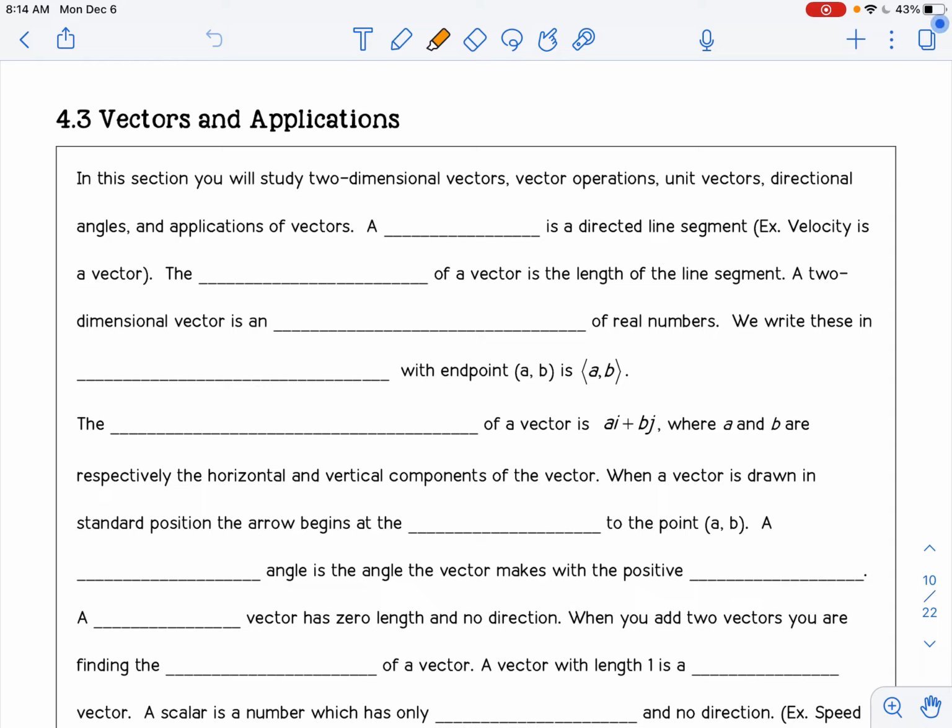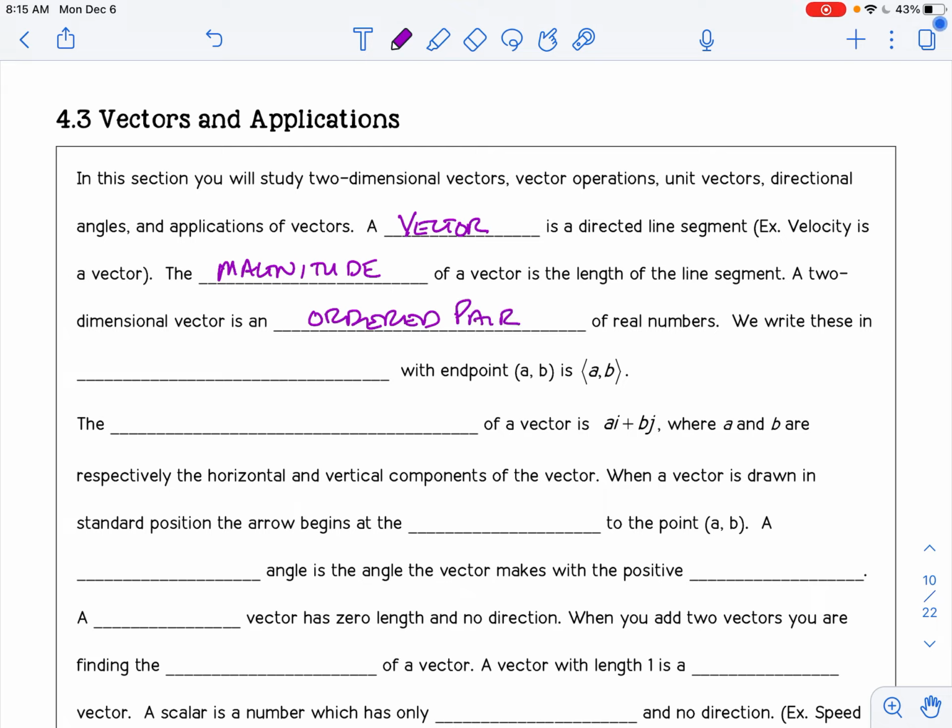It says in this section you will study two-dimensional vectors, vector operations, unit vectors, directional angles, and applications of vectors. So the first thing here is a vector. A vector is a directed line segment. It says velocity is a vector. The magnitude of a vector is the length of the line segment. And a two-dimensional vector is made up like an ordered pair, if you remember that. So we'll go through that here to set it up.